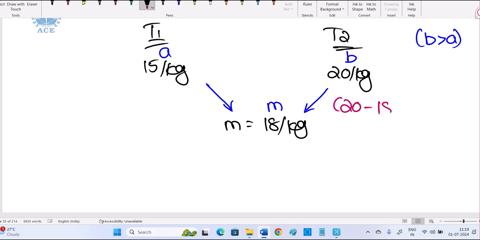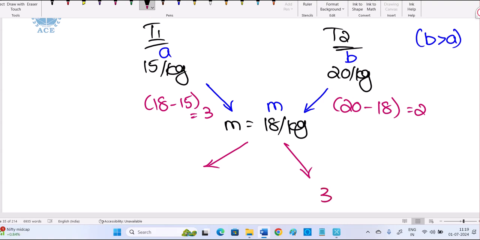What is the difference here, 20 and 18? It's 2. Here the difference between 18 and 15 is 3. The difference should always be positive. We got the idea in a basic logical manner. We know 18 is close to 20, which means you should take more from the second variety, so the highest value should be on this side. Among the differences, the highest value is 3, so 3 should be on this side and 2 on this side. Generally, what you have to do is take the difference and put it on the opposite side.